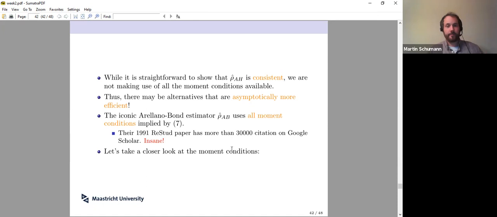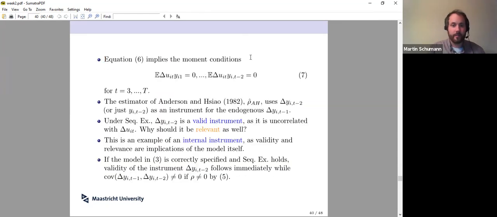So we want this. And there is an incredibly famous paper by Manuel Arellano, who is one of the most famous econometricians still alive, and Stephen Bond, who is also a pretty big name. They use all available moment conditions that are implied by 7 here.